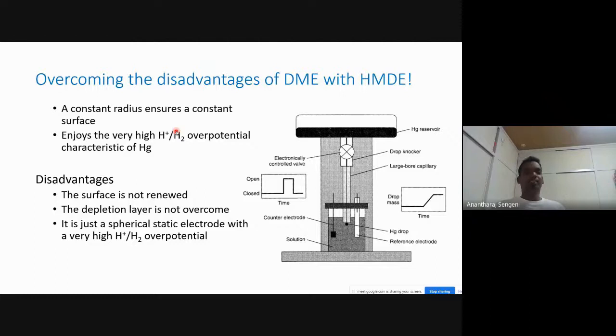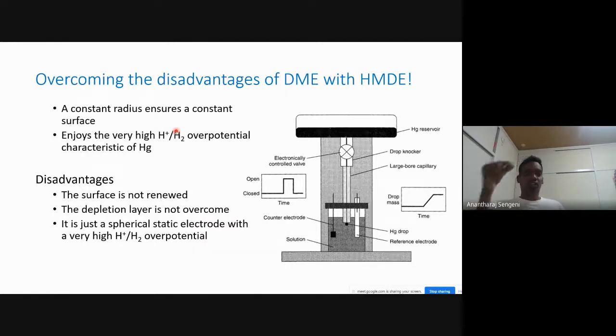But the disadvantage is that it has some properties similar to conventional voltammetric techniques, in which static, planar, and disc electrodes are used. The surface is not renewed, and the depletion layer is not overcome. Because in a dropping mercury electrode, when the mercury drop falls down, it stirs the solution around it, and the depletion layer is disturbed, and the electrolyte and electroactive species near the tip of the capillary tube are replenished with nearly the same concentration as that of the bulk.